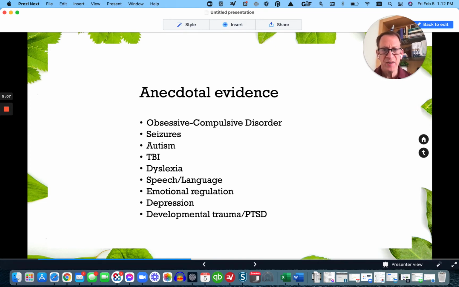Our anecdotal evidence of effectiveness includes individuals with OCD traits, seizure disorders, autism, TBI, dyslexia, speech language dysfunction, emotional regulation, depression, developmental trauma, and anxiety related disorders. Of course, individuals with ADHD improve, as do other learning disabilities, and there are other conditions, but these are some of the ones that we focused on.